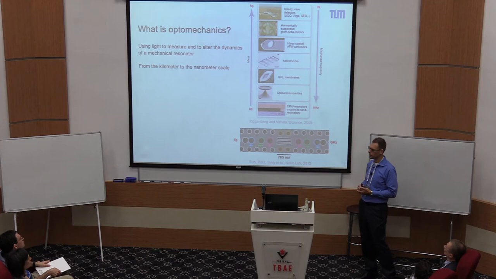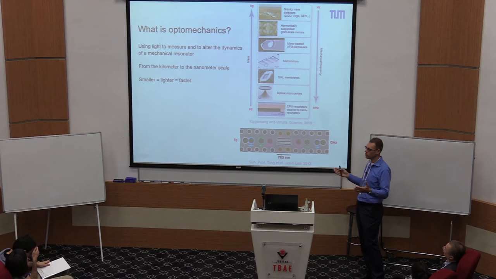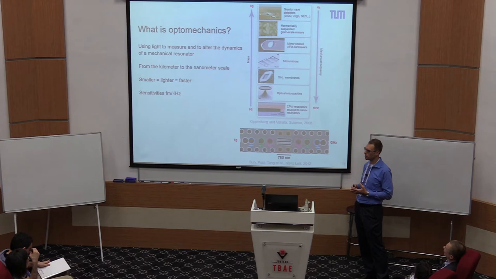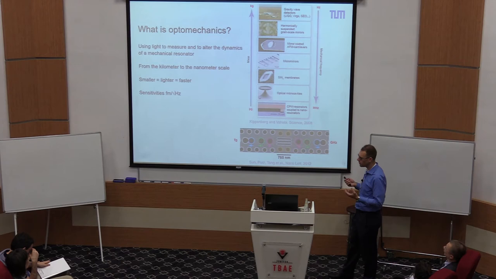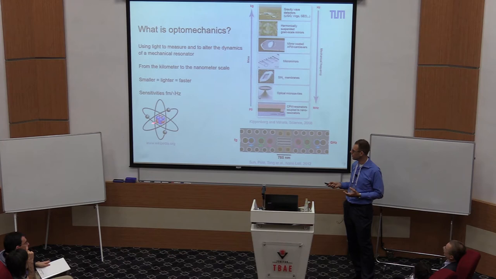So there's a huge span of different length scales, masses, and frequencies involved. And we can see a clear trend that if you make your devices smaller, they become lighter and they move faster. However, what all these devices have in common is that the sensitivities with which we can read out the position of any of these mechanical resonators is typically expressed in terms of femtometers per square root hertz. So maybe you think, well, that's a bit of a funny unit. What does it mean? Well, this number basically tells us that if you give me 1 second to find out what the position is of any of these resonators, then I can find that position with a size that is smaller than the size of the nucleus of an atom. So optomechanics is extremely sensitive.